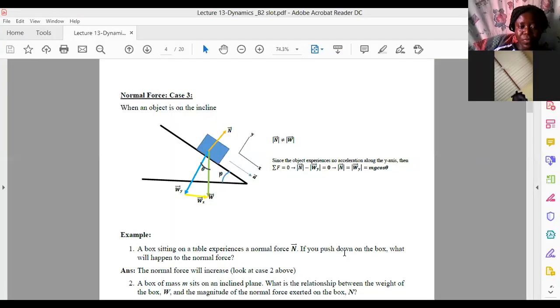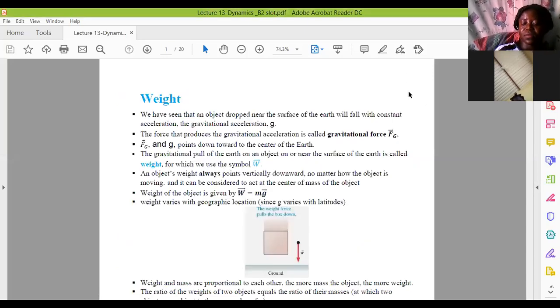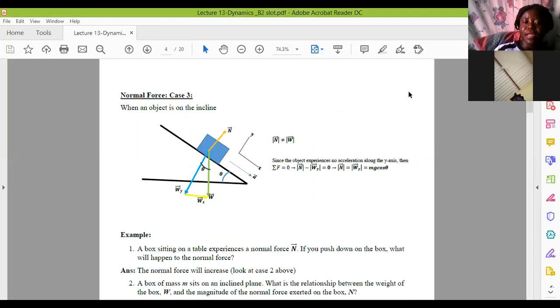Okay, so remember that a box is sitting, it means it's not moving. That's why there we had equal to 0. So what will happen if the force on the box increases? I mean the normal force is decreased. In order for that box still to be kept not moving, what happens to the normal force?